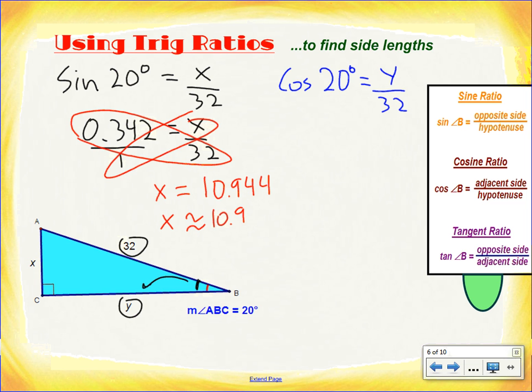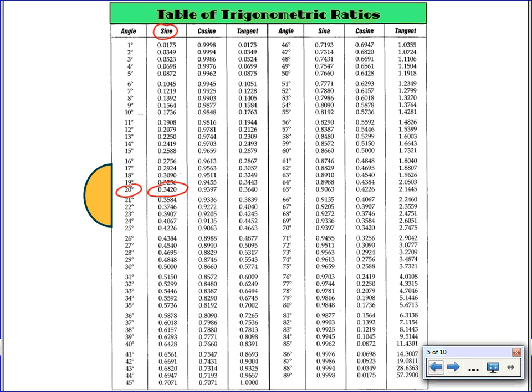Okay? Now, again, I don't know the cosine of 20, and I'm betting you probably don't either, but our trig table does. So I'm going to look here. This time I don't want the sine, this time I want the cosine. And our cosine is 0.9397. We can now replace cosine of 20 with 0.9397.